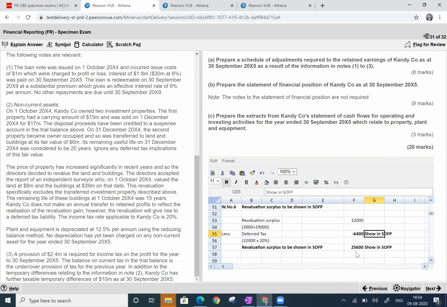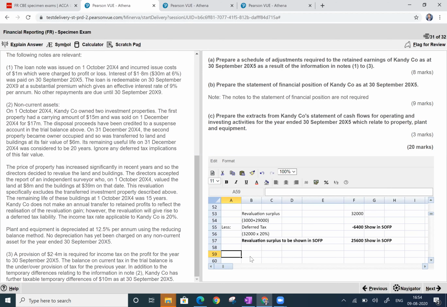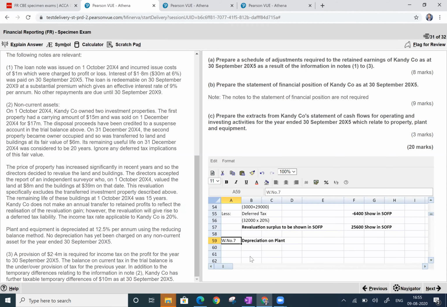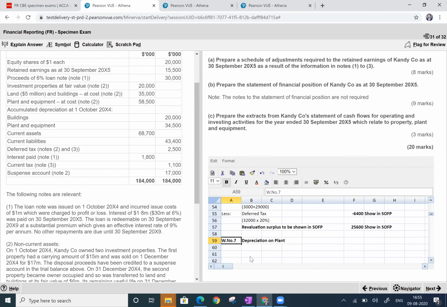Now what's the next working note? Plant and equipment is depreciated at 12.5% per annum using reducing balance method. No depreciation has been charged on any non-current asset. So working note number 7. You can have multiple working notes. Working note number 7, depreciation on plant. They follow reducing balance method.